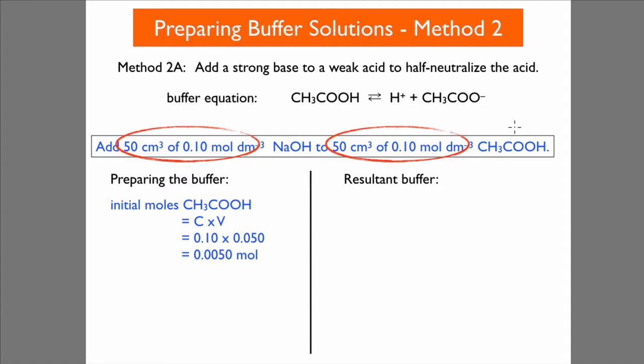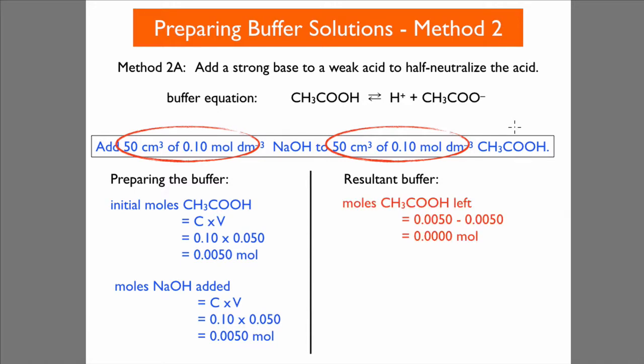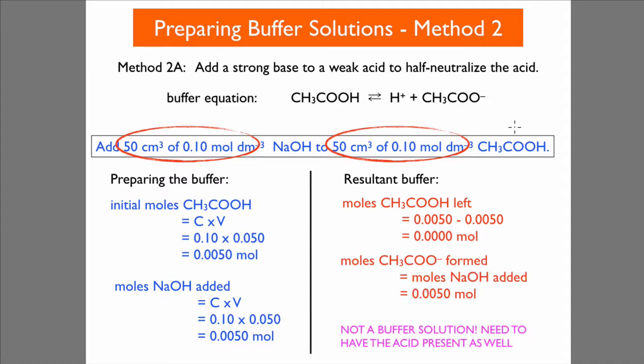So the initial moles of ethanoic acid would be the concentration multiplied by the volume, which gives us 0.005 moles. And we're adding the same amount of moles of sodium hydroxide. And so the moles of the ethanoic acid left, once you've reacted, would be 0. There'd be no acid around to neutralise the addition of hydroxides. And so, not a buffer solution. You need to have some acid present to mop up hydroxide ions. So this would be no good at all.